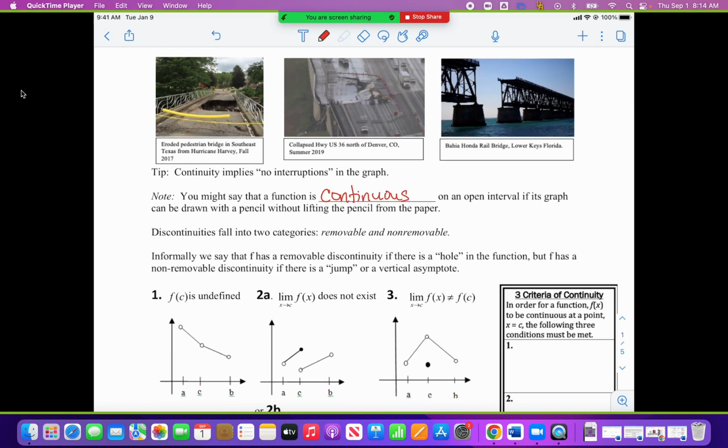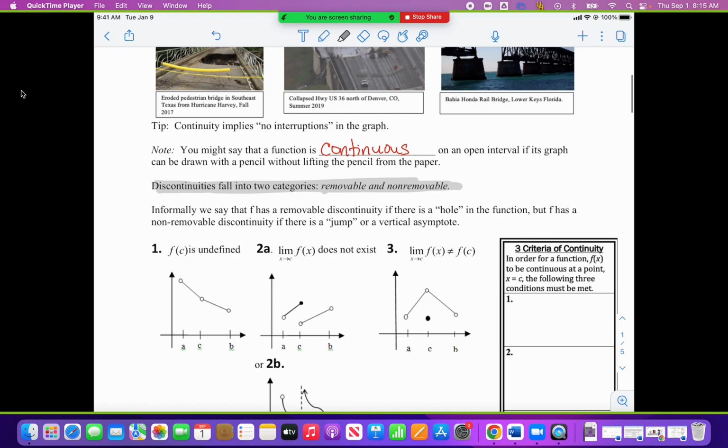Discontinuities fall into 2 categories. They are removable and non-removable. Informally, we say that f has a removable discontinuity if there is a hole in the function. So you're going to see your pre-calculus coming in, and how well that foundation is determines how simple understanding this concept will be. But f has a non-removable discontinuity if there is a jump or a vertical asymptote.